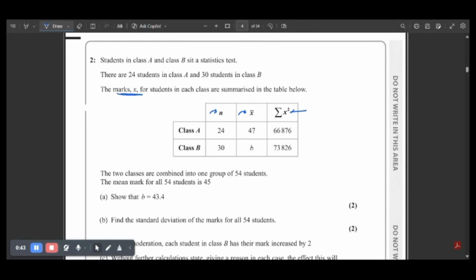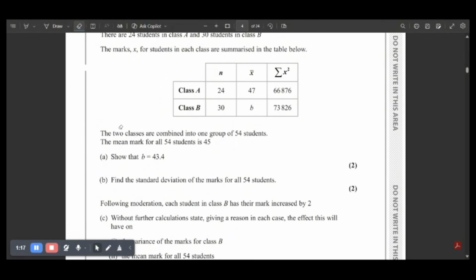Here we have the summation of x square. What this means is that every single mark of that class is squared and then summed up to find this term. So when we see this number, we know that this is just each single number of the class squared and summed up together. Let us move to the questions.